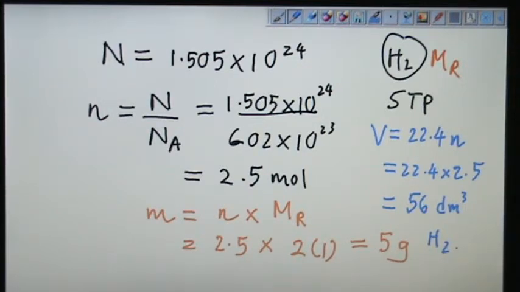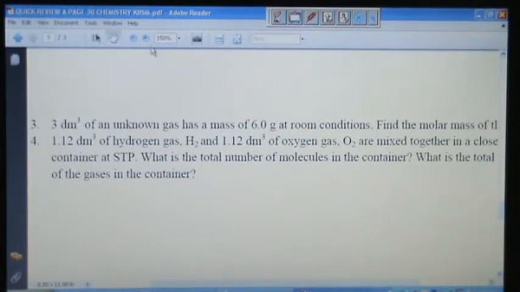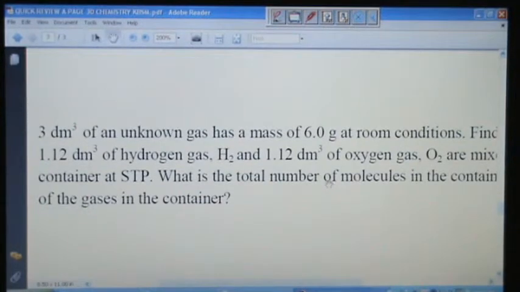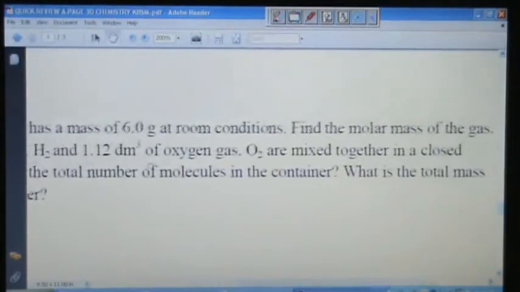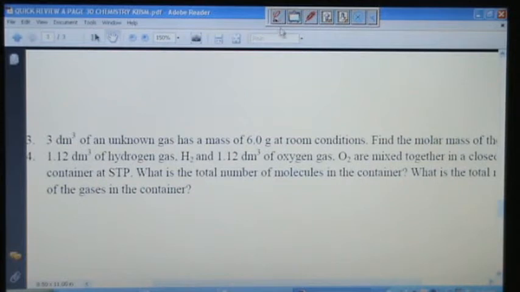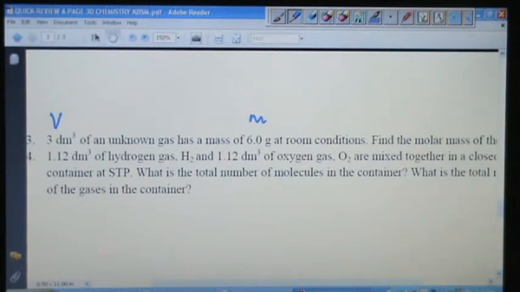Alright, let's move on with question 3. 3 dm cube of an unknown gas has a mass of 6 gram at room condition. Find the molar mass of the gas. Let's do some summary first. Whenever you get a question, write down V, unknown gas, doesn't matter, 6 gram, small m. Find the molar mass, big Mr. Can you put a question mark?